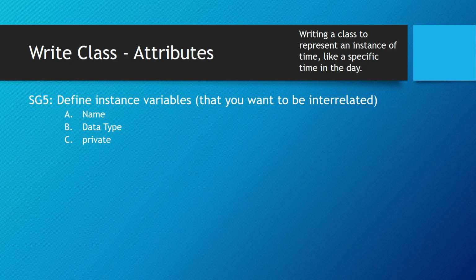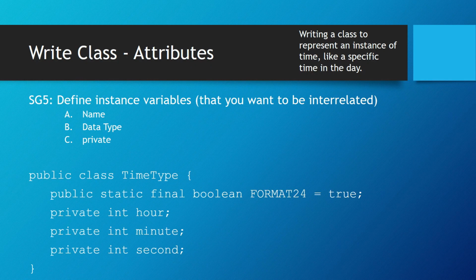For subgoal 5, we define the instance variables. Again, all of the instance variables need a name, a data type, and should all be declared as private. We want to represent the time of day using 3 different variables, all integer type. One integer will represent the hour, another will represent the minute, and the last integer will represent the second.